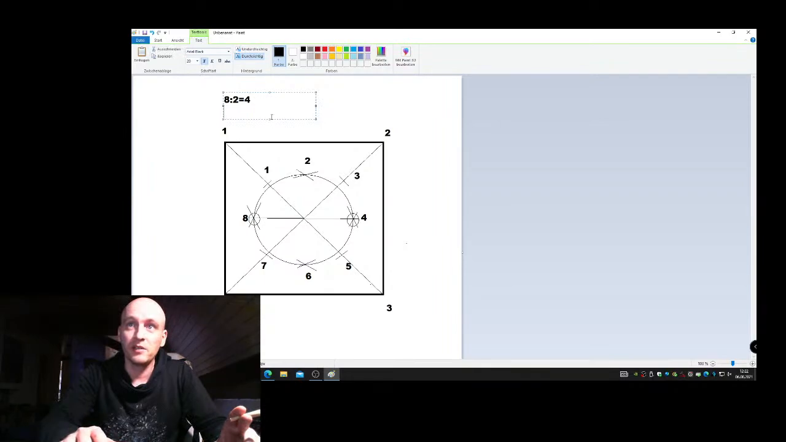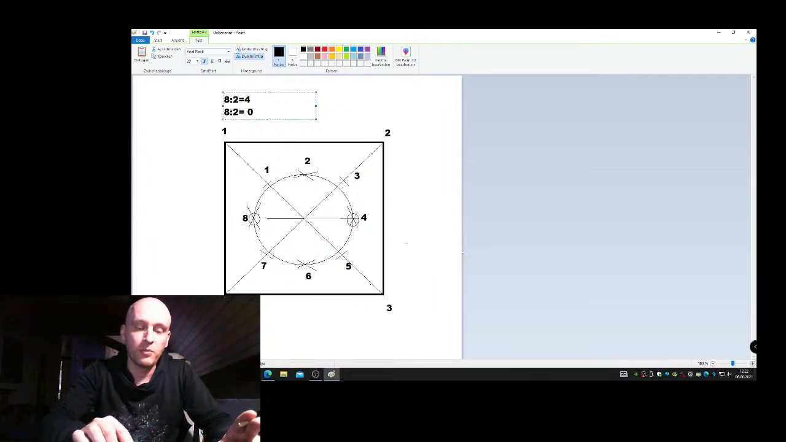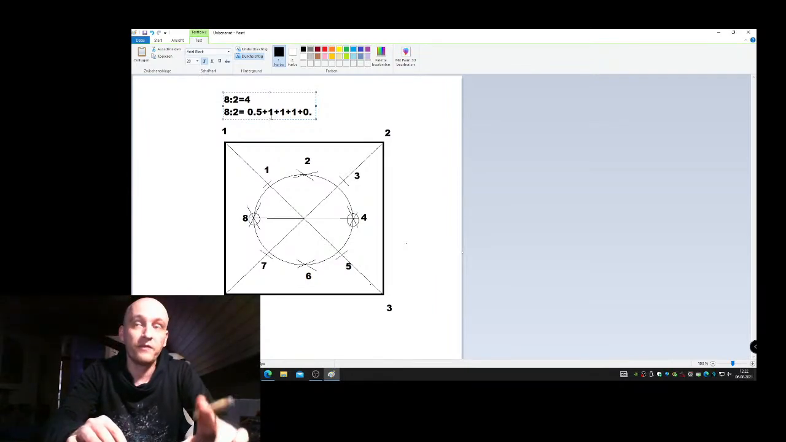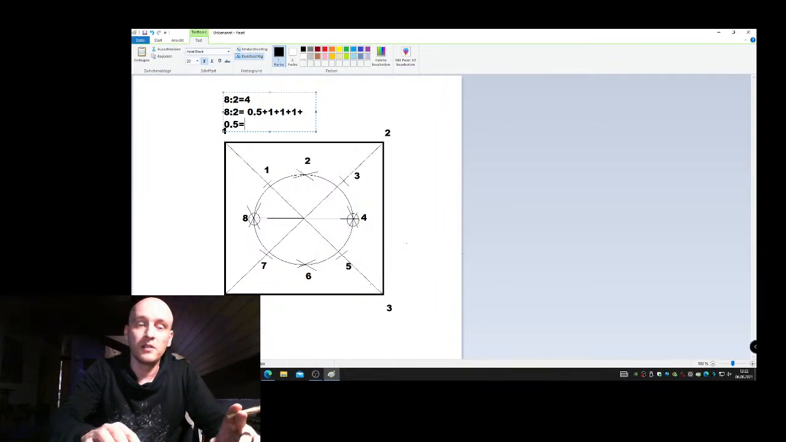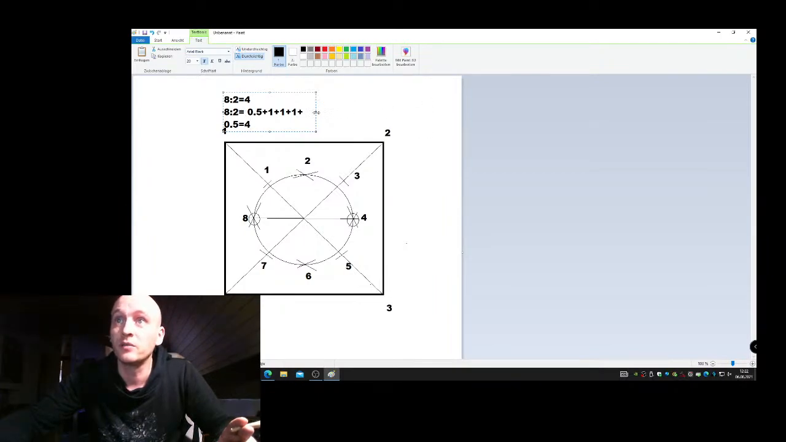But correctly, 8 divided by 2 is 0.5 plus 1 plus 1 plus 1 plus 0.5, which is, no, is 4. So this is the correct way, right?